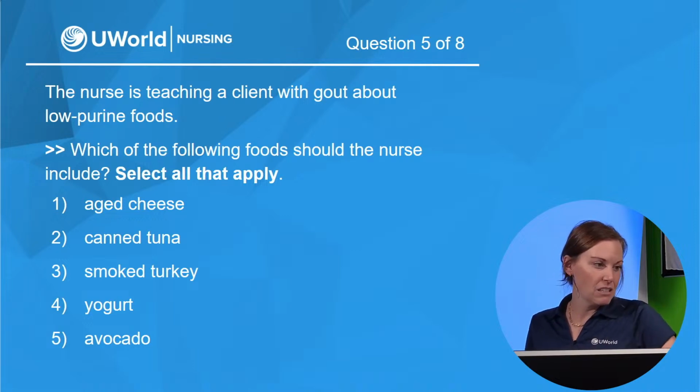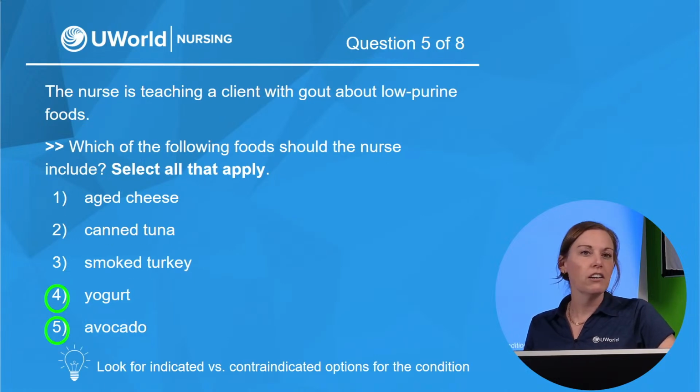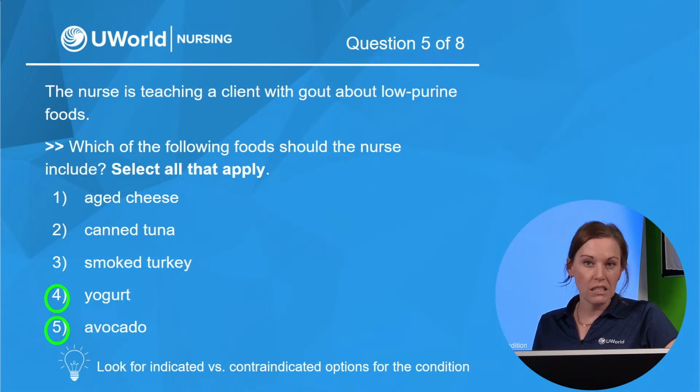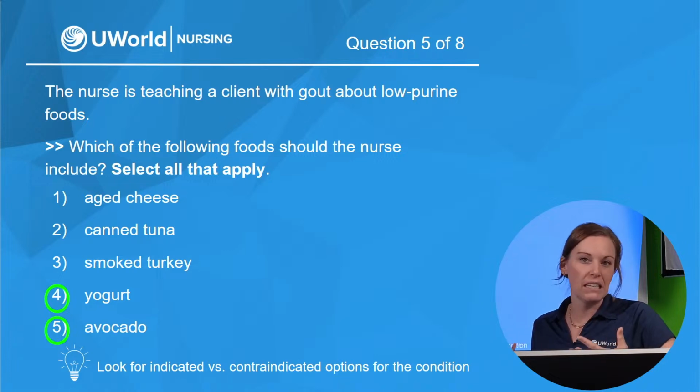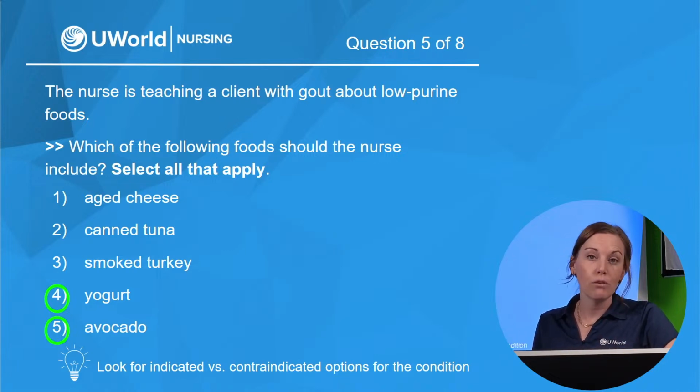All right, and good answers coming in, everybody. Well done. All right, so our correct answers on this one are going to be options 4 and 5. So again, it was select all that apply. We're going to have more than one right answer, and we're just looking for a basic understanding of diet for gout. So talking about gout in general, it's an inflammatory condition.